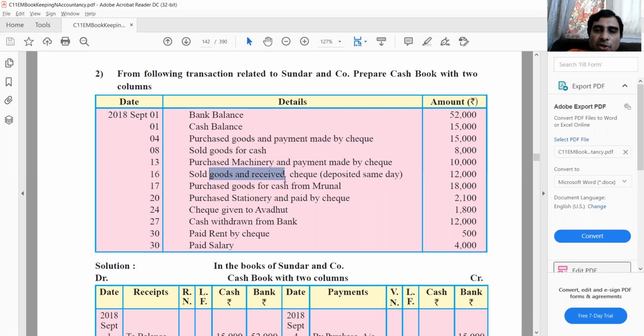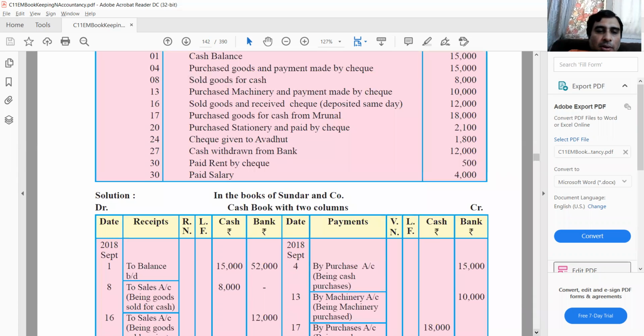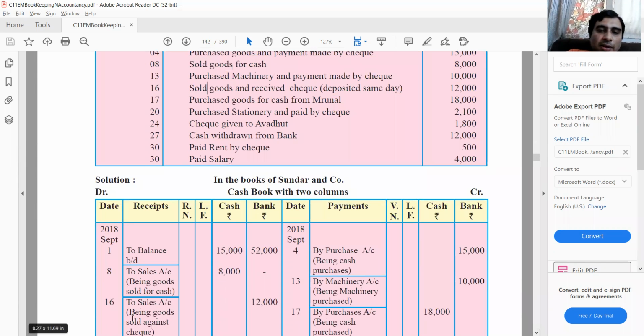Sold goods and received check, deposited the same day. So these are two transactions. This is not one transaction. Okay. So sold goods by check. This is what it is saying. Okay. So it is, and received check. So I think, sorry, it's only one transaction by mistake, right? This was on the left hand side. You will say, let me just see this one moment. Sales, yeah, only one single transaction on the left hand side, sales.